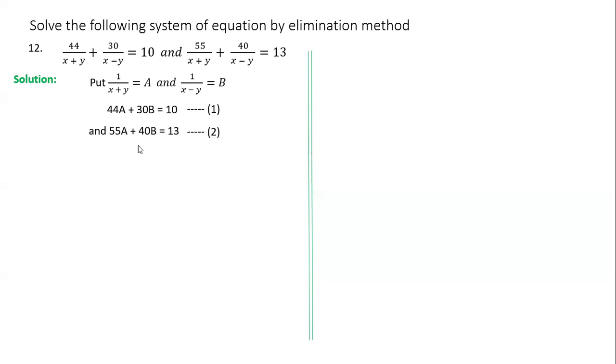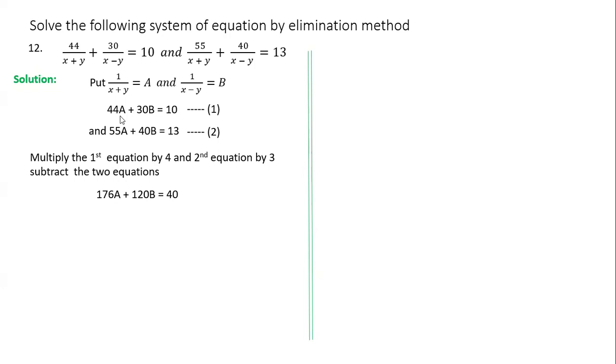Now 44, 30. So what I do, this is easier to handle than this. Multiply the first equation with 4, and the second equation with 3, and subtract the two equations. When I multiply the first equation with 4, 4 into 44 is 176, 4 times 30 is 120b, equal to 4 times 10, 40. And here I am multiplying this with 3: 3 into 55 is 165, and 40 into 3 is 120, and 13 times 3 is 39.